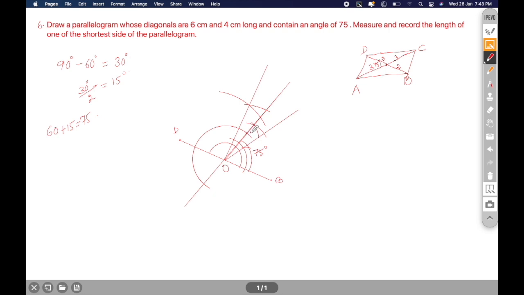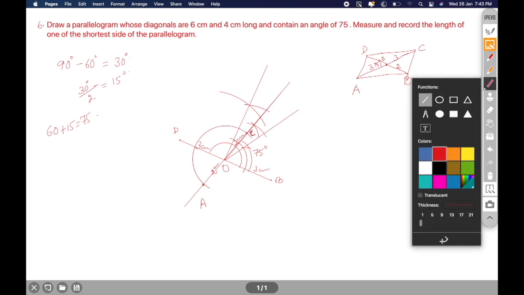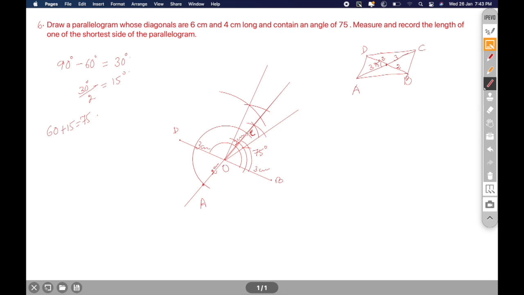So this is the point C here, and this is the point A here. So this length is 2 centimeters here and 2 centimeters here. Over here it is 3 centimeters and 3 centimeters. Using a ruler, let us join the vertices C with B, D with A, B with A, and again C with D. Thus, ABCD is the required parallelogram.